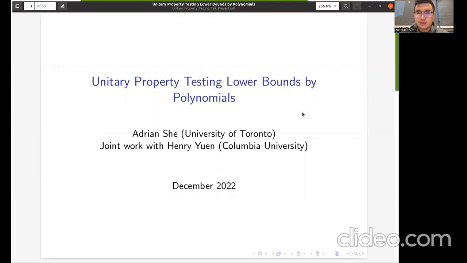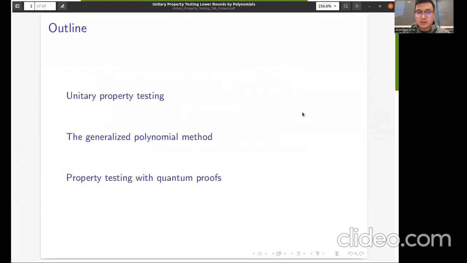This is joint work with my advisor Henry from Columbia University, and I will introduce what the unitary property testing problem is, and then followed this by the two main contributions in our paper, which are the generalized polynomial method and an application of this method to property testing with quantum proofs.